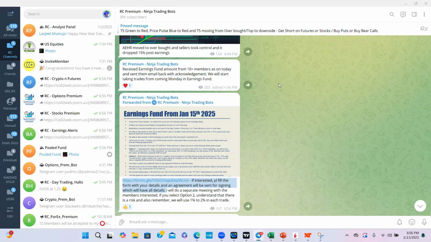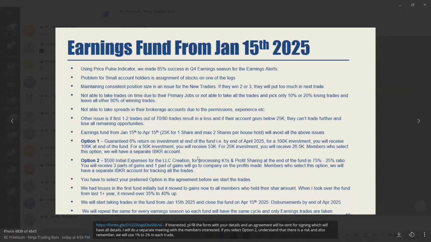So 25K is the minimum. In the last season also we made over 85% success. But there is the small account problem. One problem is they know about naked calls and naked puts, but they don't know about spreads, iron condors, butterflies or other advanced strategies. Second, generally they have accounts of 25K, 30K or less.